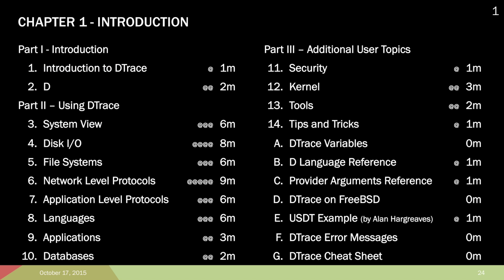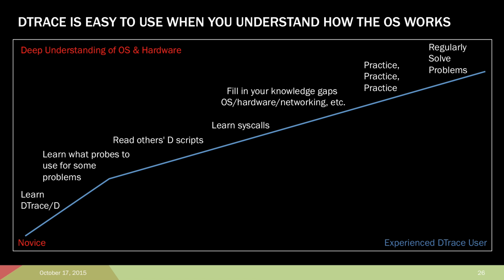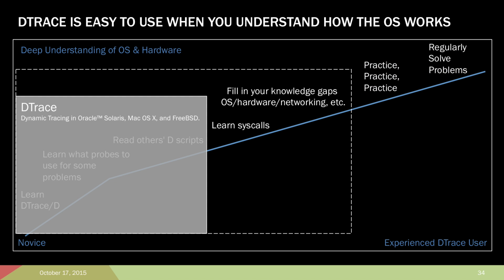Chapter 1, Introduction. DTrace is easy to learn, but if you don't have a good understanding of how the operating system works, you will be limited in the questions you can ask. In this untested, non-scientific graph, I would say the steps required to learn DTrace to be able to regularly solve problems would be to learn DTrace, learn some probes, look at D scripts, learn system calls, identify and fill gaps in your knowledge, practice, and then you're done. You can solve problems. The book mostly covers these first 3.